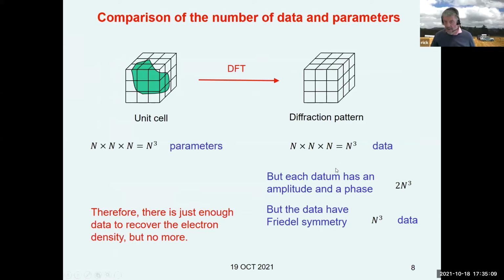Okay, so we've got n cubed data, but each datum has an amplitude and a phase. So we have 2n cubed data, but we have Friedel symmetry, so only half of them are independent. So we've got to halve that again, and we have n cubed data. So we've got n cubed parameters and we've got n cubed data. So there's just enough data to reconstruct the electron density in terms of the data parameter ratio.